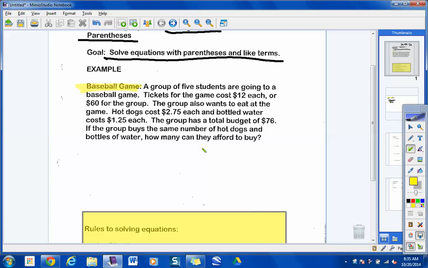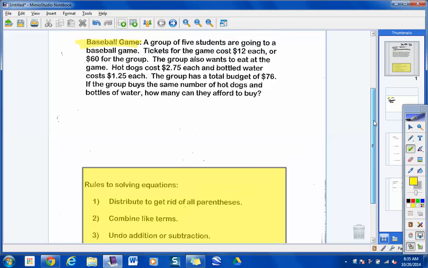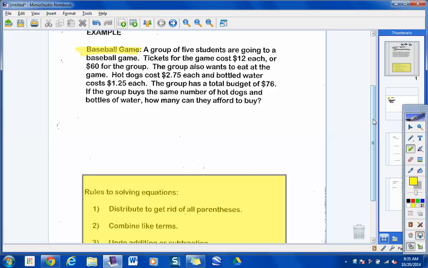What I would really like to do is model this with an equation in terms of what's going on, okay? So, the situation is this. There's 5 of us going to the game, right? Each ticket was $12. So, totally the group is going to pay how much money here, guys? $76. Now, it also says the group wants to eat and drink something at the game.